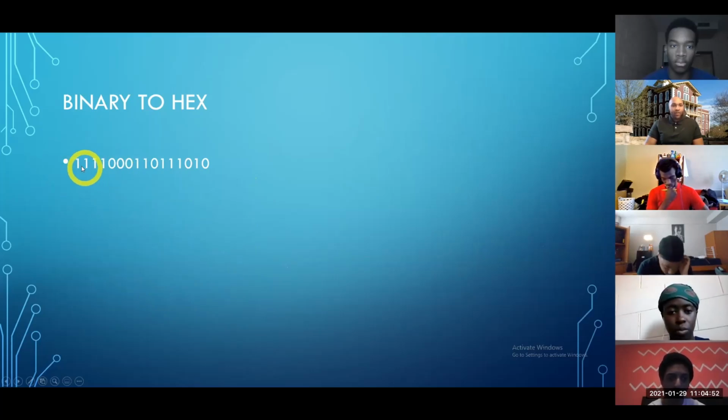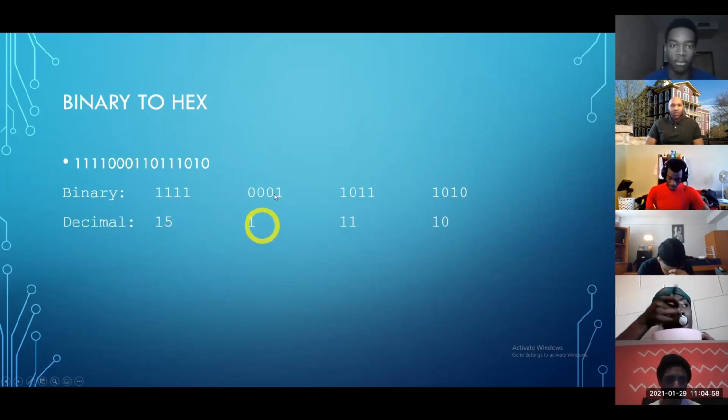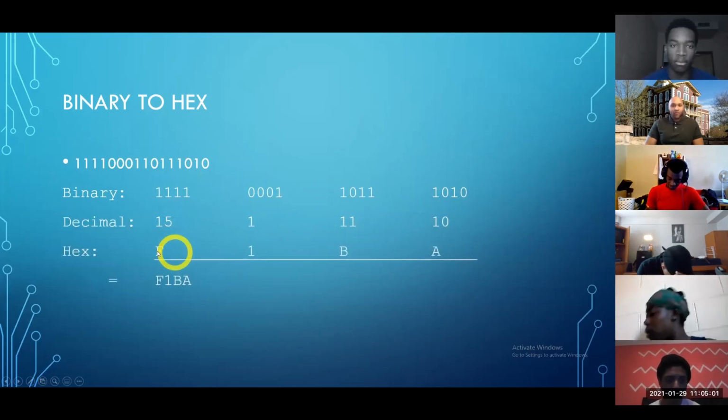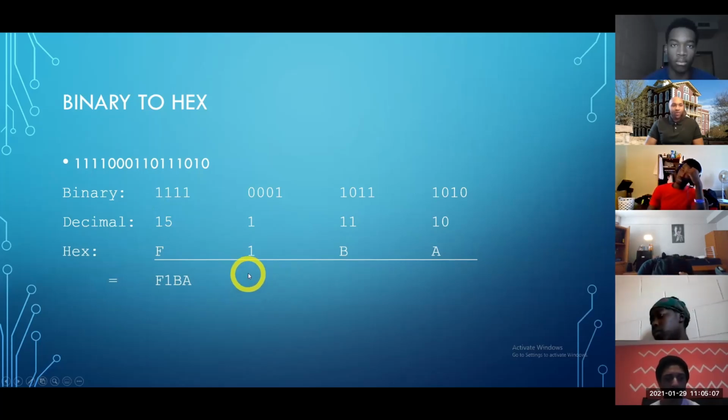Another example. Again, we have this long binary string. We separate it out into 4s. We do our conversions. Then we have our hex. Okay? So hexadecimal is pretty straightforward.